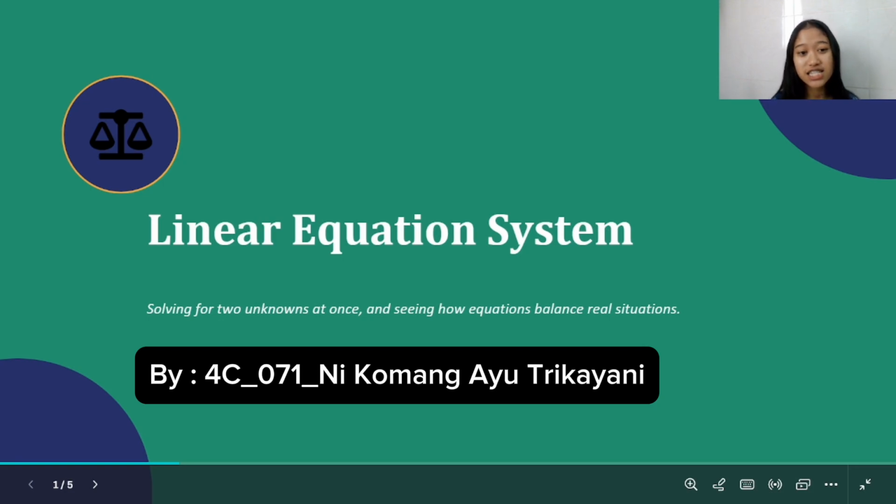A linear equation system is one of the fundamental topics in mathematics because it helps us solve problems involving two or more unknown values at the same time. This concept is not only useful in school but also in many real-life situations such as business, engineering, economics, and science. In this presentation, I will explain three main points.